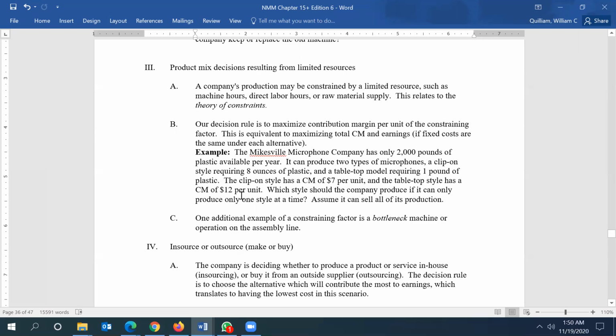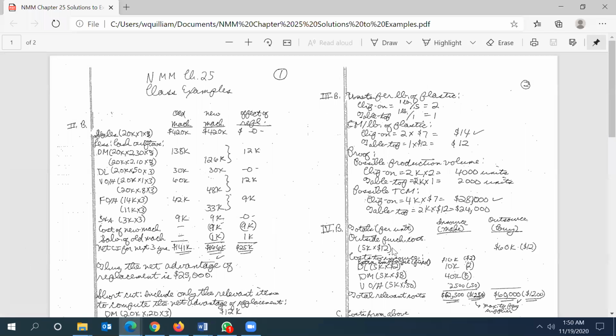If we can produce all that we sell, we get $12 per unit. However, the limited supply of plastic is going to change everything. So let me show you that here in the solution on the PDF file, the handwritten file. So first of all, I look at the units per pound of plastic that we can produce.